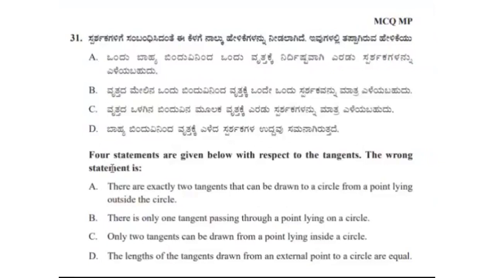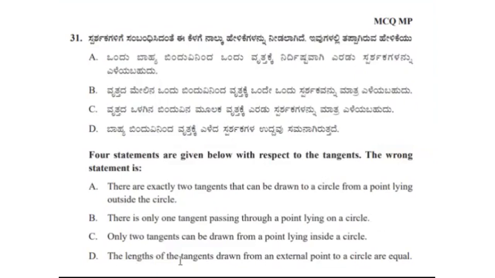31st question. 4 statements are given below with respect to the tangents. We have to choose an option which is wrong among the 4 options. A. There are exactly 2 tangents that can be drawn to a circle from a point lying outside the circle. Yes, it is the correct statement. B. There is only one tangent passing through a point lying on a circle. Yes, this is also a correct statement with respect to tangent.